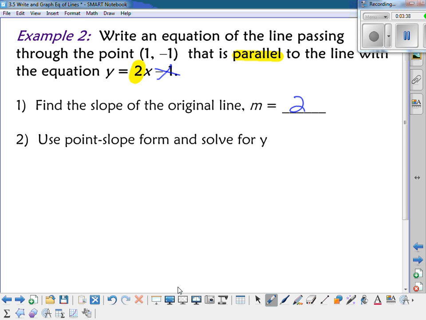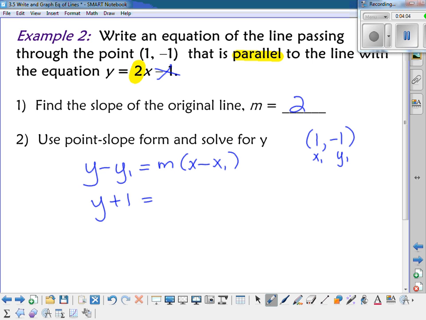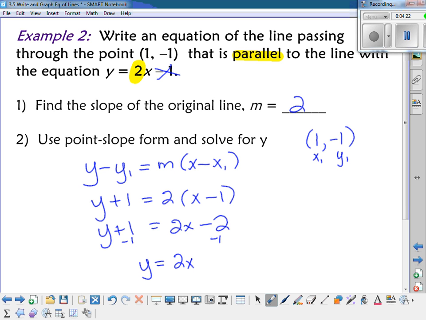And then you can use point-slope form and solve for y. So point-slope form: y minus y sub 1 equals m times x minus x sub 1. My point (1, -1) is my x sub 1, y sub 1. So y minus negative 1 becomes plus 1, because minus a negative is positive. My slope was positive 2, and then I have x minus 1 in the parentheses. So then distributing, I get y plus 1 is equal to 2x minus 2. Subtract the 1 from both sides, and I get y is equal to 2x minus 3. And so that's the equation of the line that's parallel to the given line and goes through the point (1, -1).